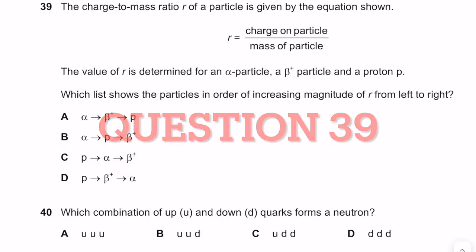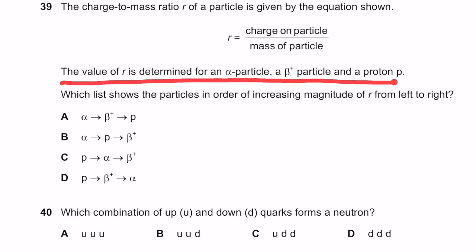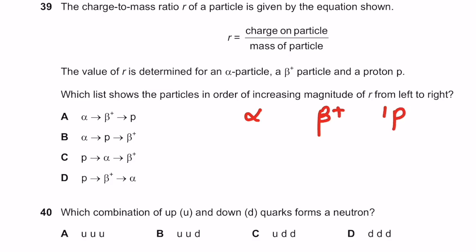The charge to mass ratio of a particular particle is given by the equation R equals charge over mass. The value of R is determined for an alpha particle, beta plus particle, or positron, and proton. Which list shows the particles in order of increasing magnitude of R from left to right? Okay, let's think about it. Alpha, beta plus, and proton. Let's think about the R value for them separately.